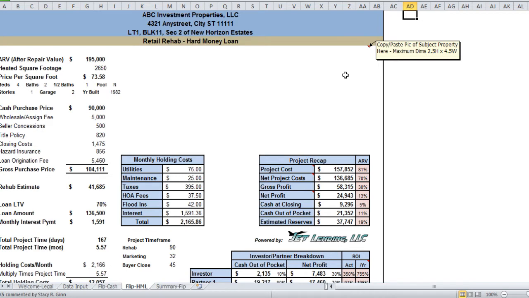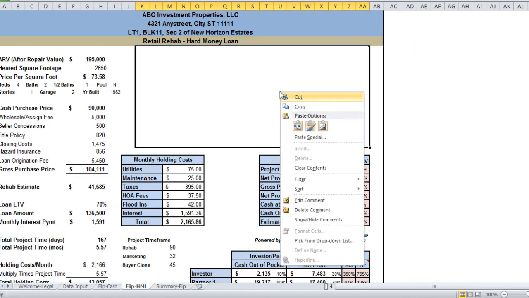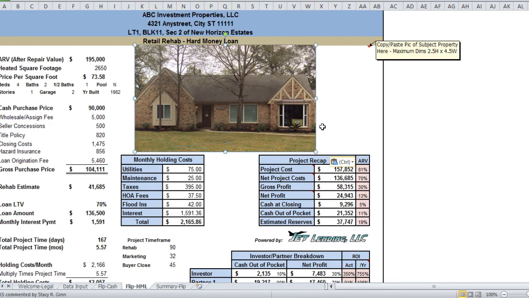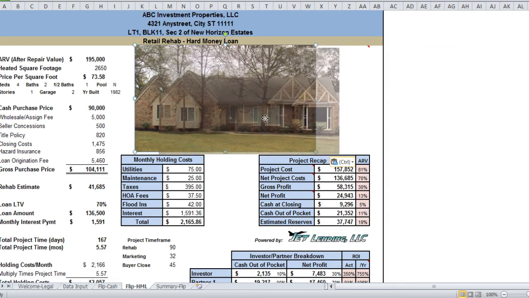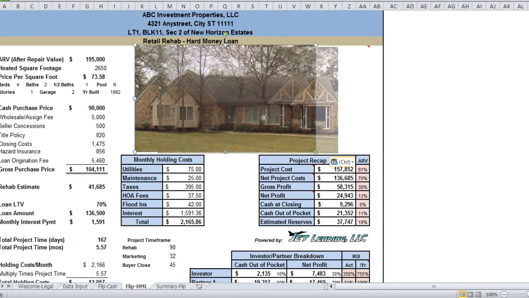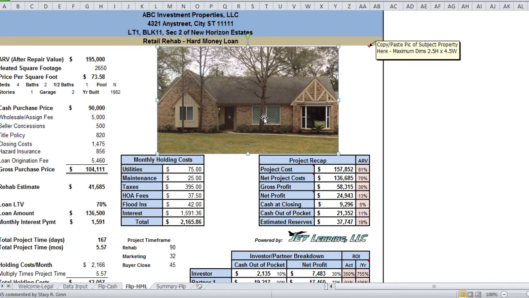You will note the structure of the analysis is pretty similar to the cash example with a few exceptions. But first, let's go ahead and put our picture in here. Go ahead and center it kind of like we had a while ago, so we have a nice looking sheet that we can use later to present to our investors or partners or lenders that we're going to want to show this information and why we're going to want to do this deal.